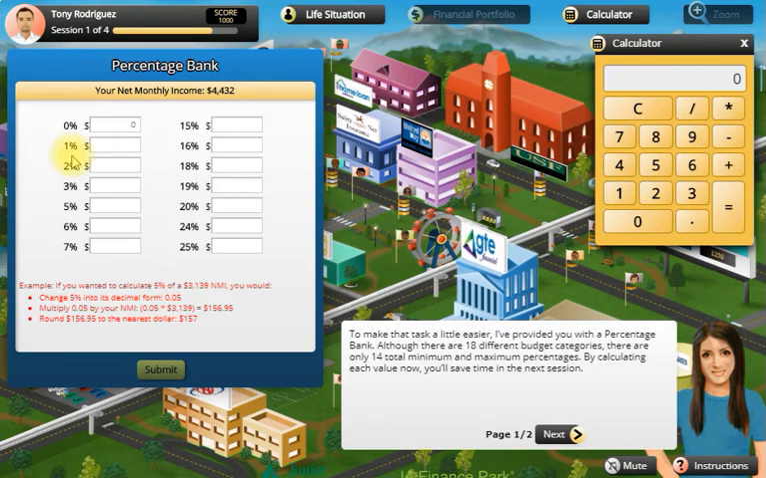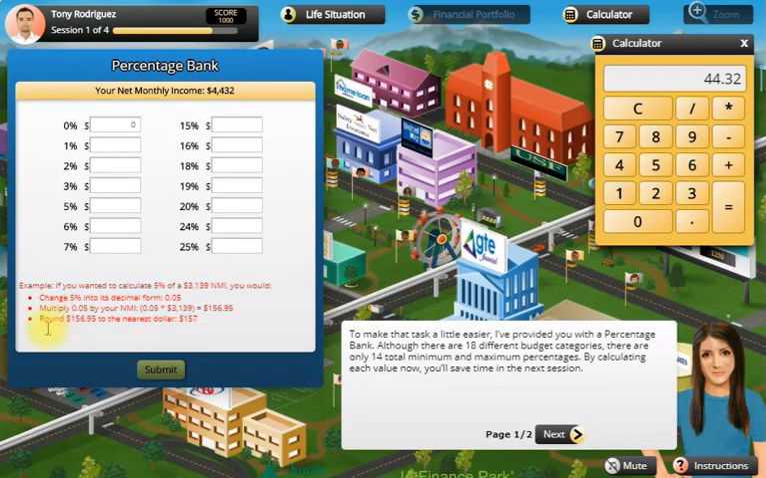The next one, 1%. You have to convert a percentage to a decimal. Get rid of the percent sign. Your decimal's on the right-hand side. Move it over left 2 spaces, and it equals 0.01. Multiply that by your net monthly income, which is up here, 4432, and hit equals.